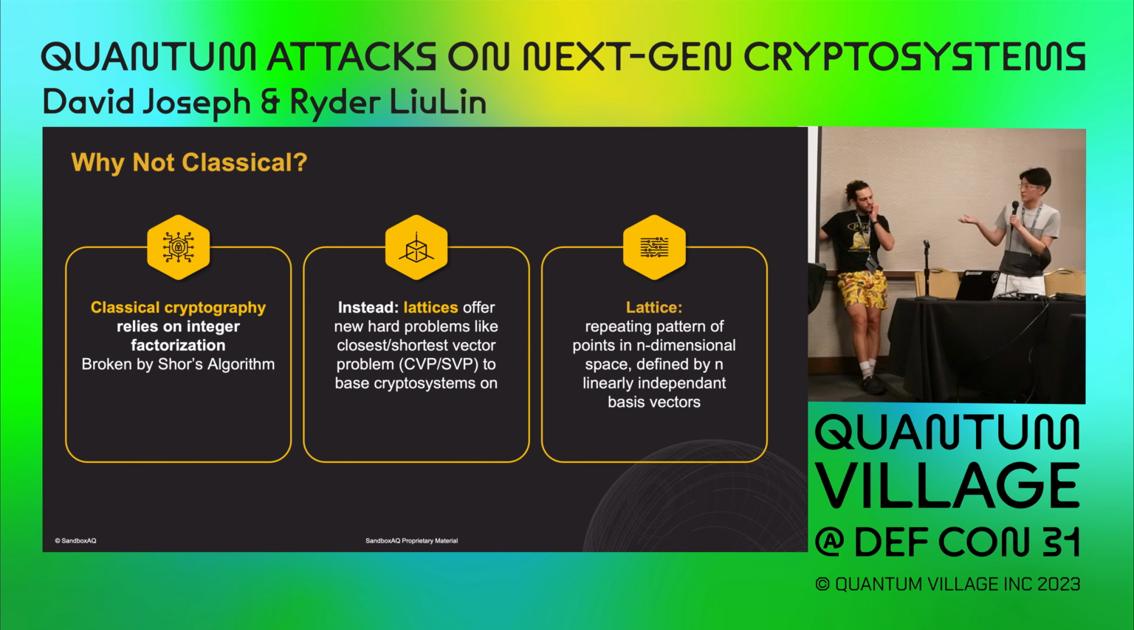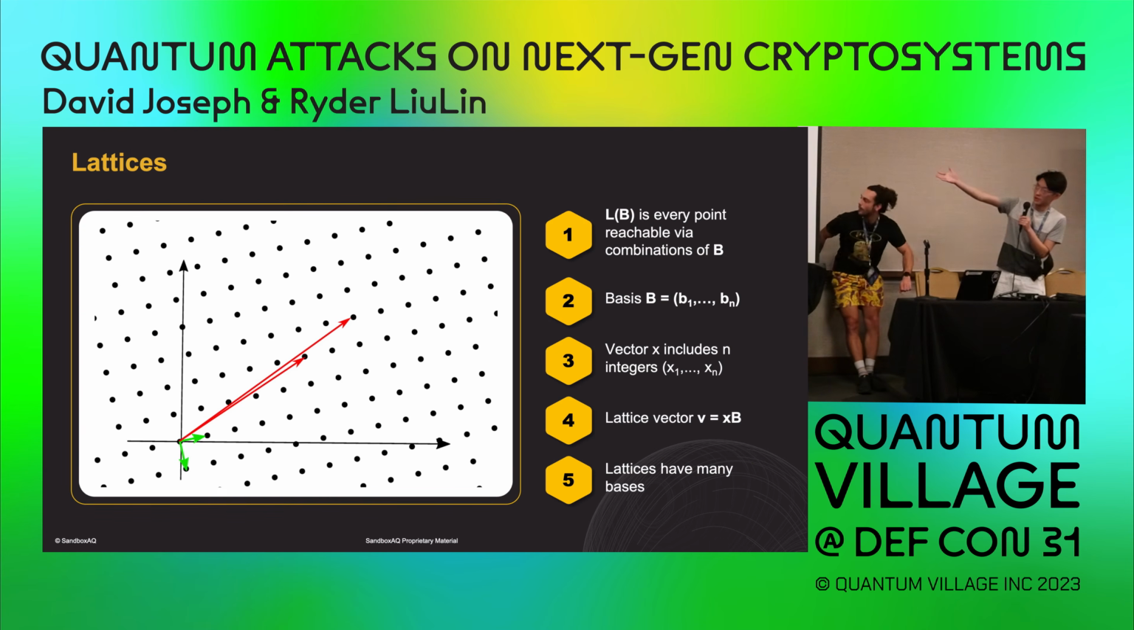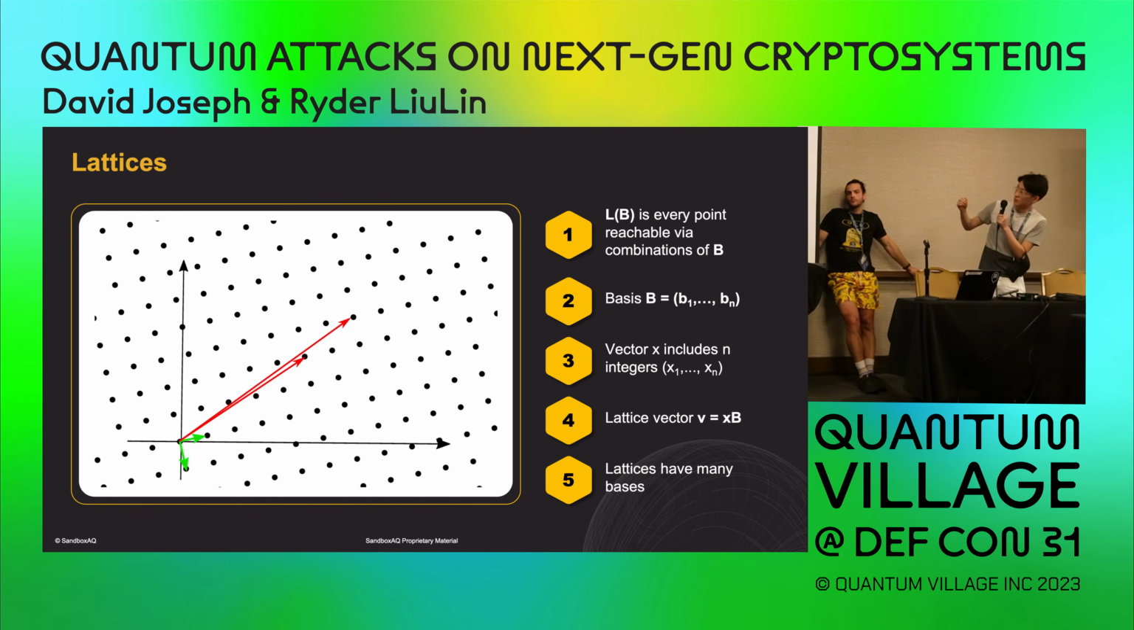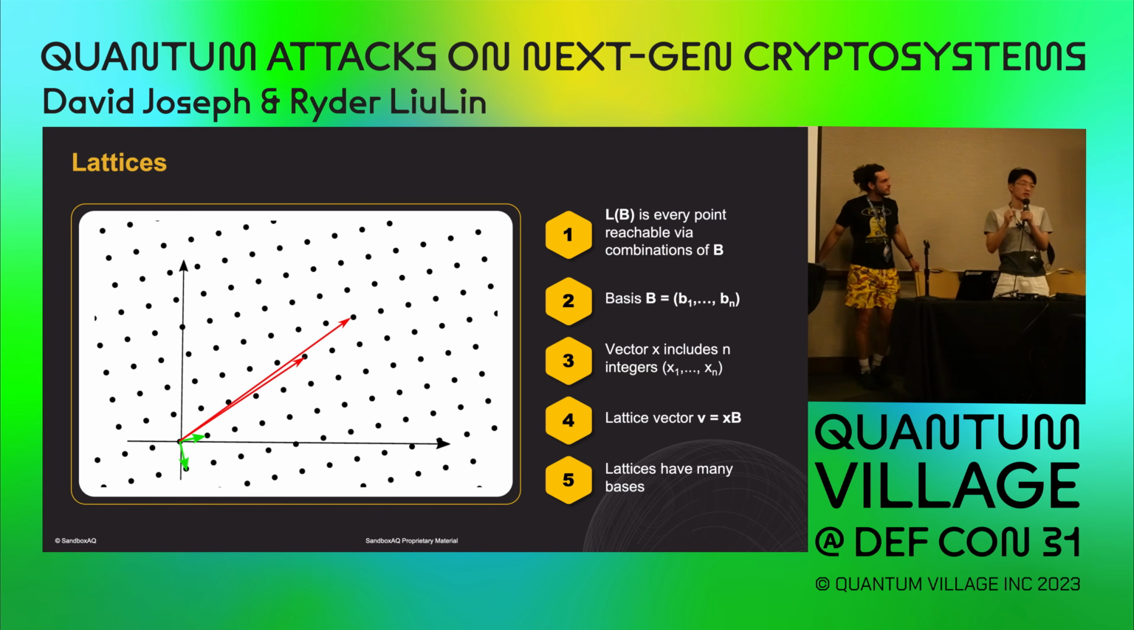And then what is a lattice? A lattice is just a repeating pattern of points in n-dimensional space, defined by n linearly independent basis vectors. So this is an example of a lattice, this picture right here. So we have a basis, like a regular vector space. So we can call these B1s at the end. And then instead of the vector space being any linear combination of those basis vectors, we instead just take the integer linear combinations of those basis vectors. And that's how we get this repeating pattern right here.